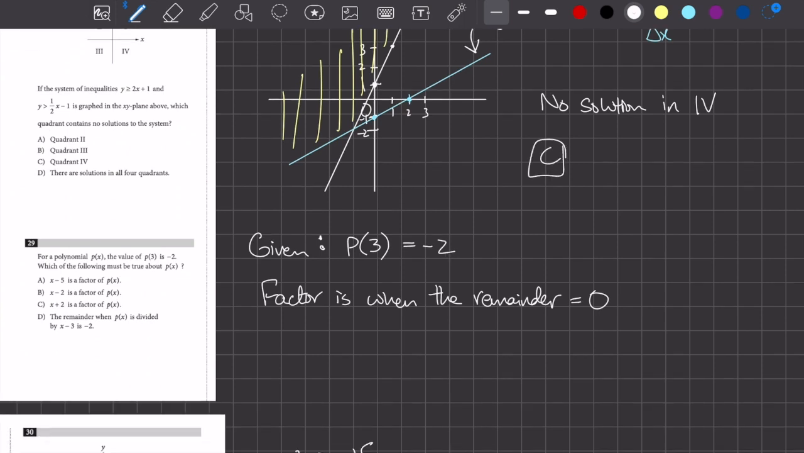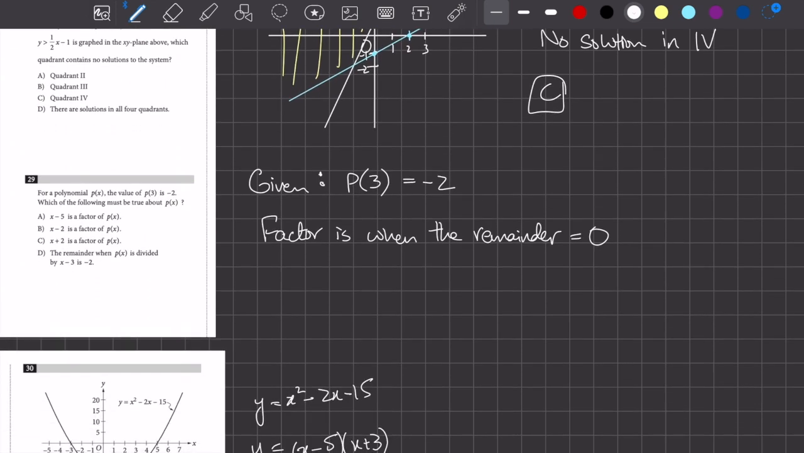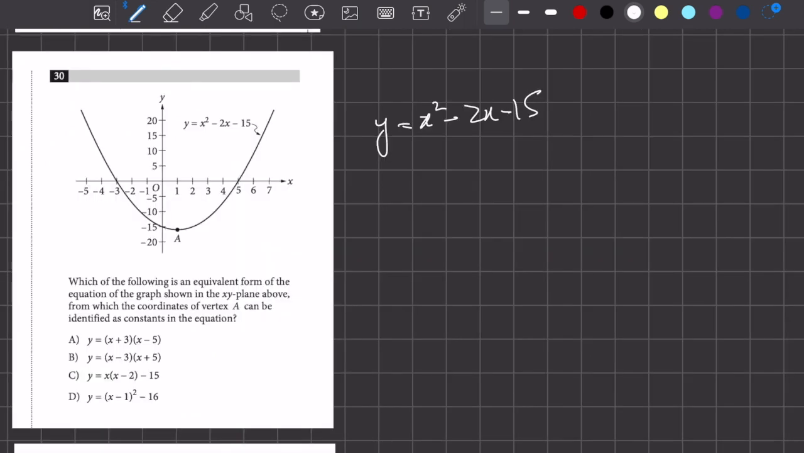Question 29 is mainly done by eliminating the wrong answers. If a polynomial has a value of 0 at a value of x, then it is a factor. So the first three answers can be ruled out. And answer D is correct also because dividing by x minus 3 gives negative 2, as given in the question. In question 30, we simply factorize the quadratic equation to get answer A.